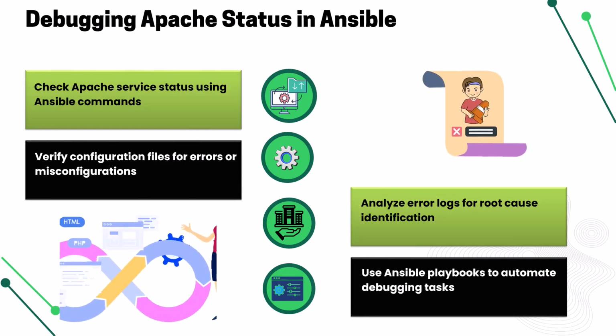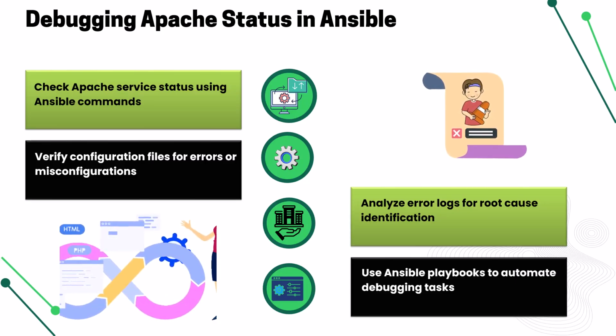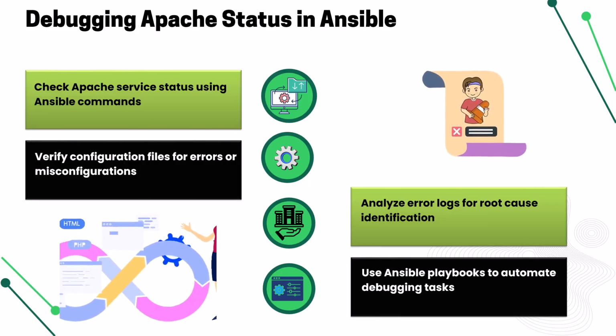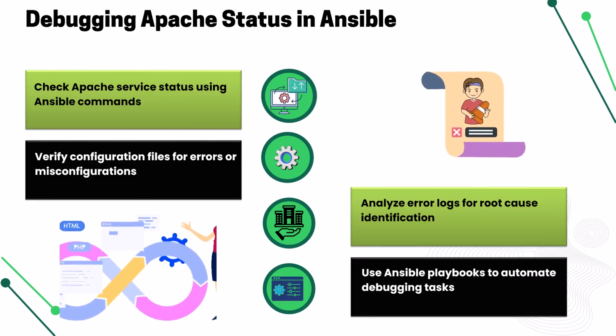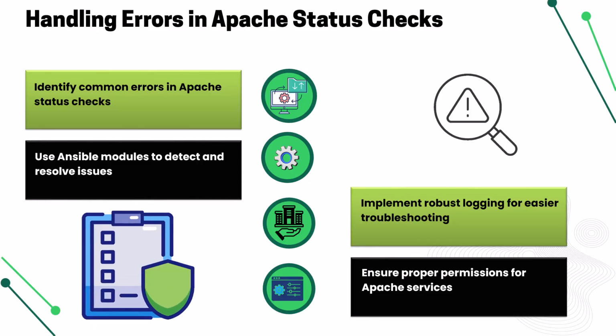Let's talk about debugging Apache status with Ansible. First, we check if Apache is running or throwing a tantrum using Ansible commands. Then we peek into configuration files, because sometimes the problem is just a sneaky typo. Next, we read those error logs like detective novels, uncovering what went wrong. Finally, we put Ansible playbooks to work, automating the fixes so we don't have to do the same checks over and over. Smart, right?